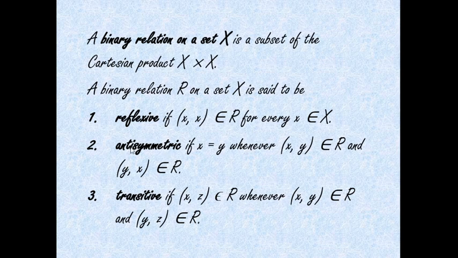The next term is antisymmetric. That is, whenever the ordered pair (x, y) and the ordered pair (y, x) belong to capital R, the relation, that will imply x is equal to y. The third term is transitive. Transitive nature of the binary relation happens whenever the ordered pairs (x, y) and (y, z) belong to capital R. That will imply that the ordered pair (x, z) belongs to capital R.